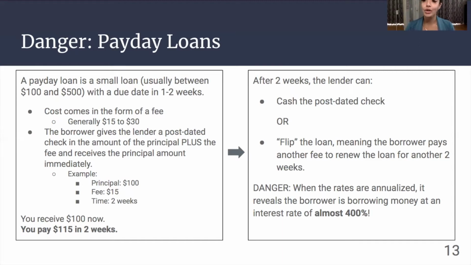So when those 2 weeks are up, the lender can cash that post-dated check that you gave them 2 weeks ago, or you can flip the loan, meaning that now if I want to have another 2 weeks and another $100, I pay another $15 fee. So the dangerous part of this loan is that if you were to keep flipping the loan over and over again, you can accumulate a lot of money in fees. And when you annualize this rate, you're really borrowing at a rate of almost 400%, which is crazy.